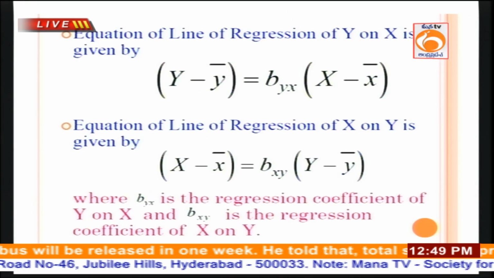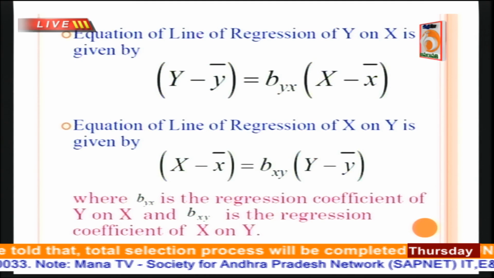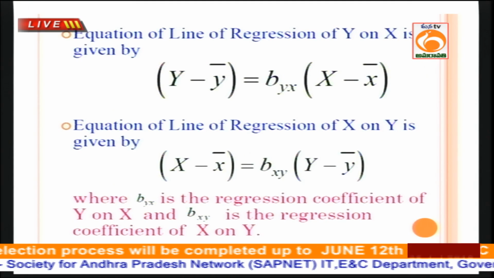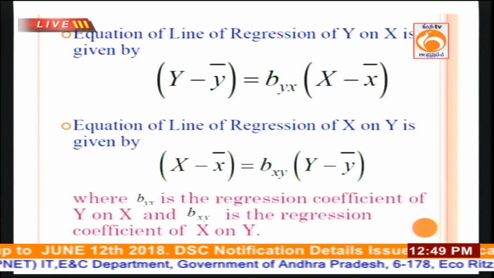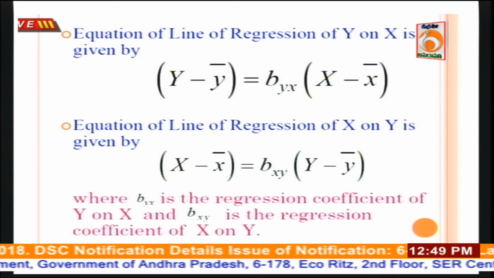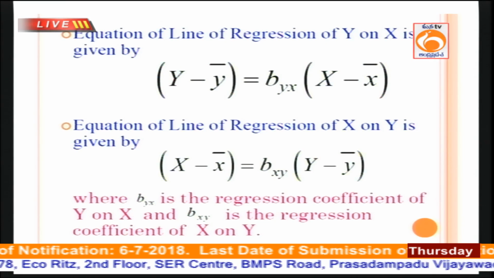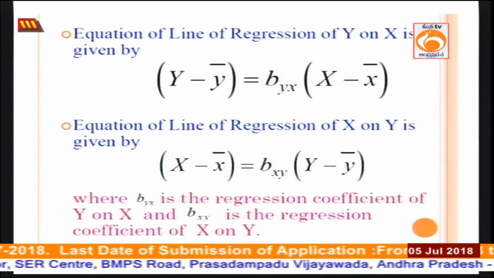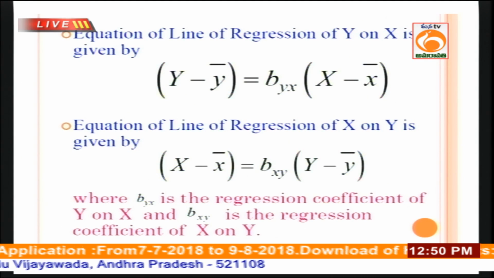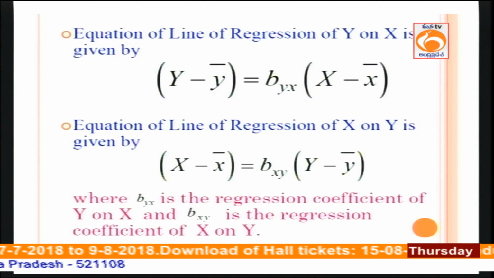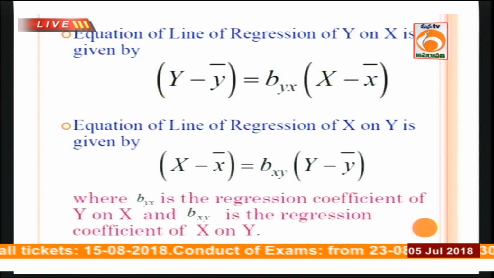Next, the equation of the line of regression of y on x. What is the equation here? With the help of the principle of least squares, and also using some geometrical techniques, this equation is derived in the slope-intercept form. What is the slope-intercept form? y minus y1 is equal to m into x minus x1. But in this equation, x1, y1 are x bar and y bar, the mean of x and the mean of y.